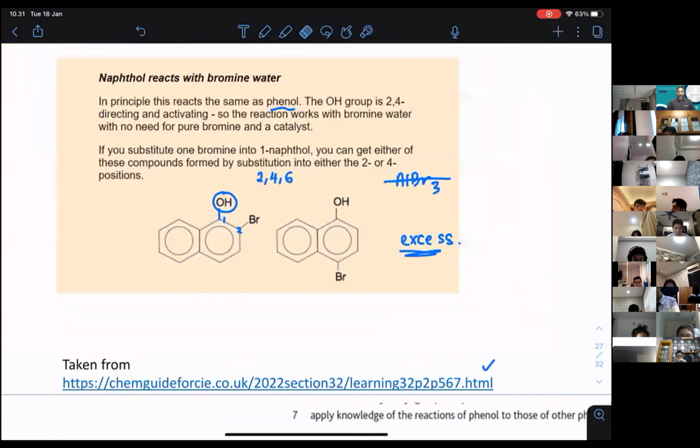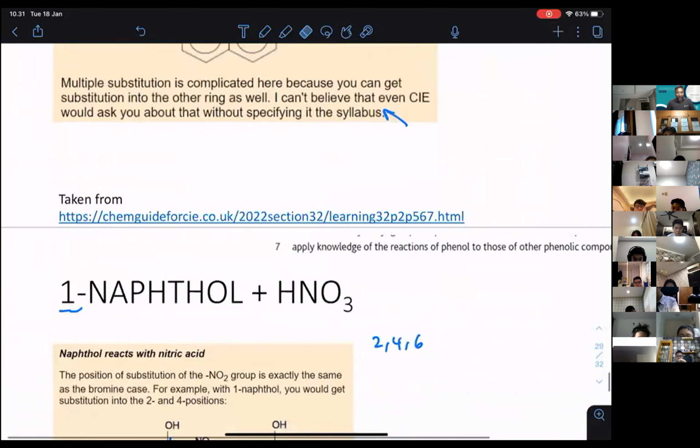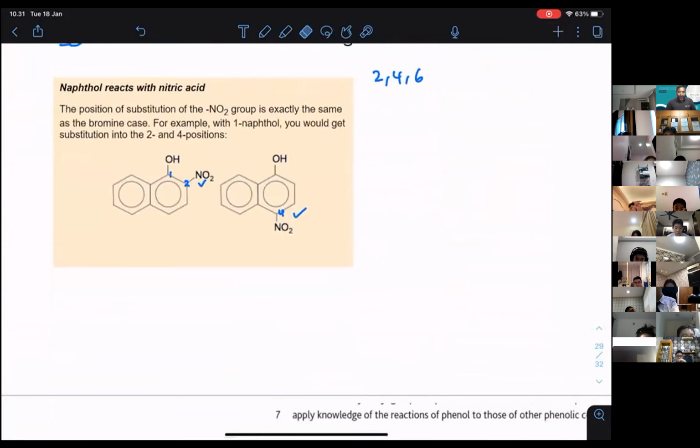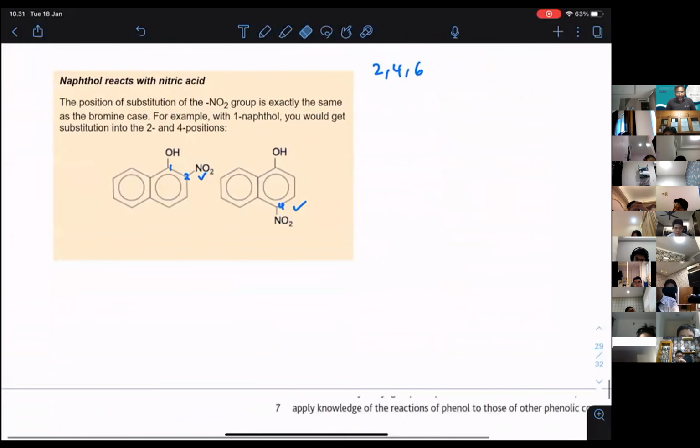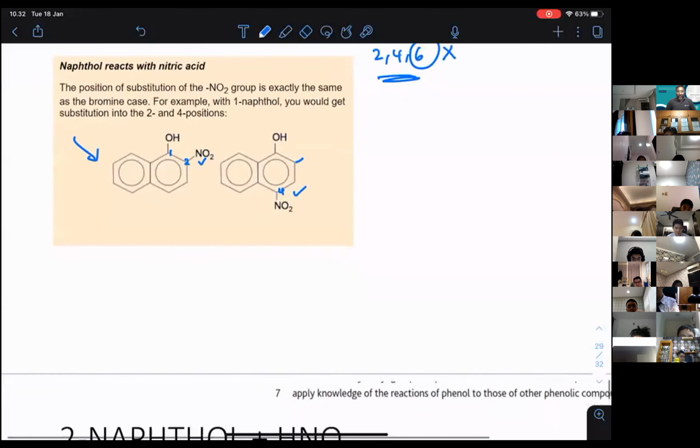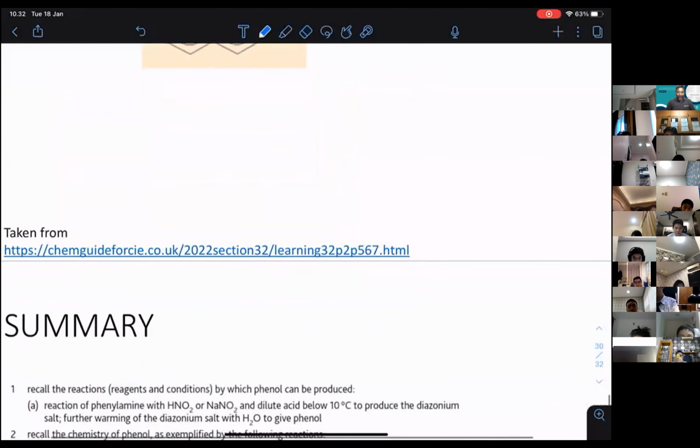That will actually give you more questions if it is nitric acid. If it is in excess, then similarly the NO2 can come over here also. But position 6 definitely cannot be done because of the ring, so you don't add anything to the other ring. That is not required by your syllabus. So that is going to be the summary of our lesson today.